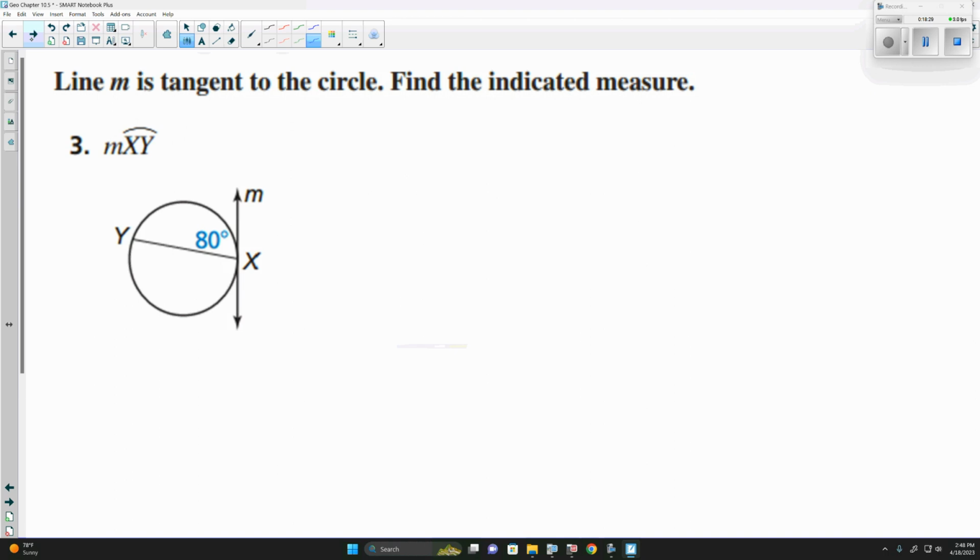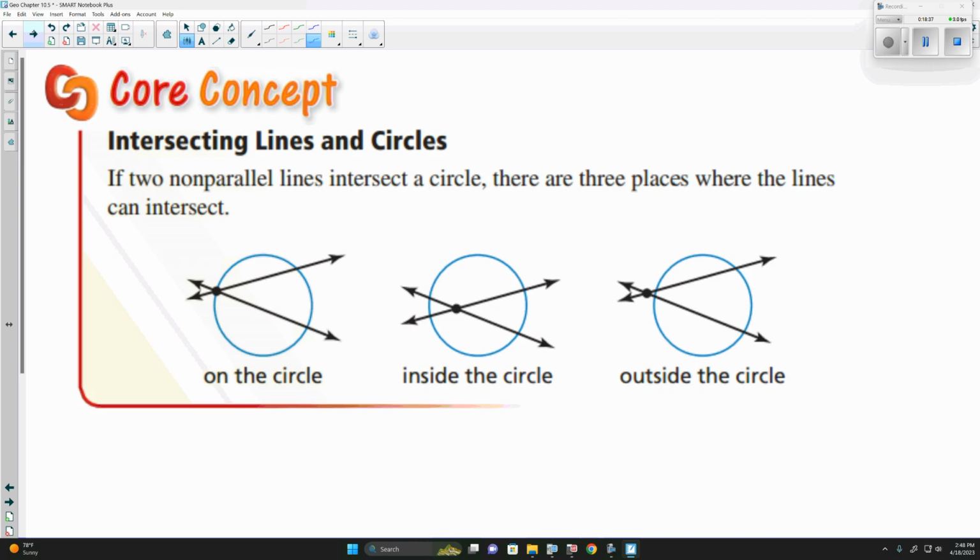Because this here is intersecting lines and circles. Now, for the most part, especially with inscribed angles, we're either multiplying it by 2 or dividing it by 2, multiplying it by 1/2. Now, intersecting lines and circles.